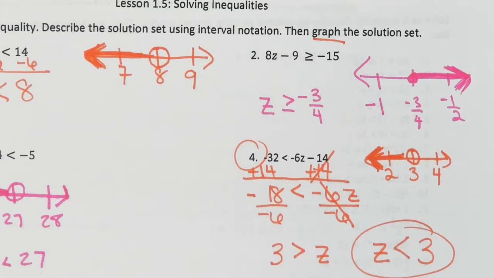Okay, 3 minus 6 is negative 3. 12 minus 8 is positive 4.